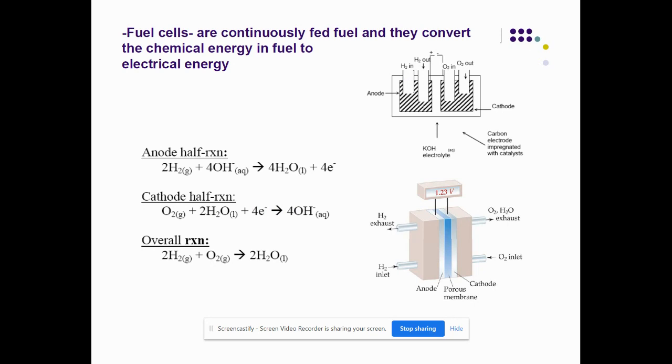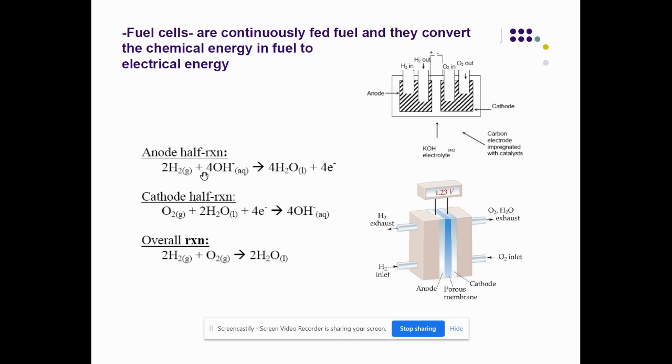Another one is your fuel cells. Hydrogen fuel cells. These are things that are powering rocket ships, or even some buses. I think the buses in Vancouver are powered by fuel cells. I remember one year the mayor actually drank the water, which was a byproduct of the fuel cell.